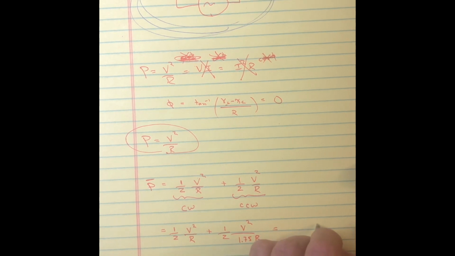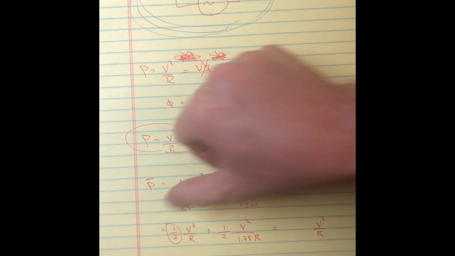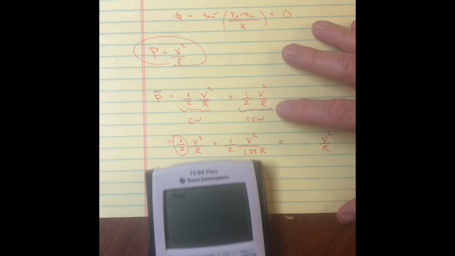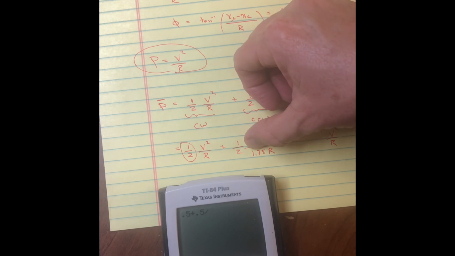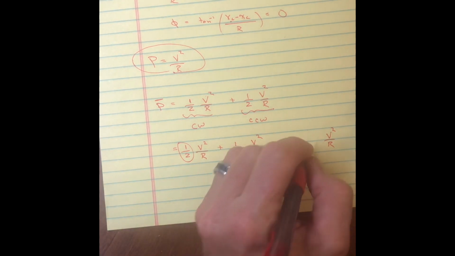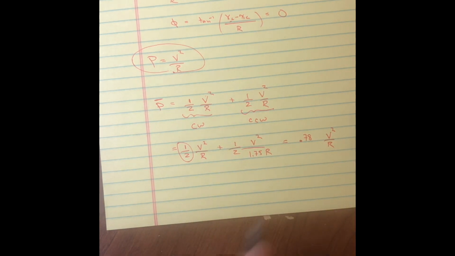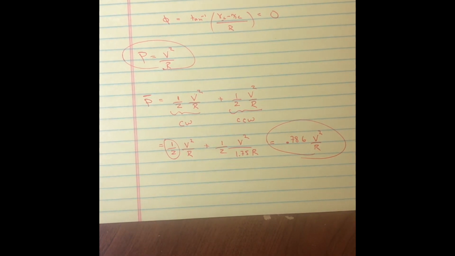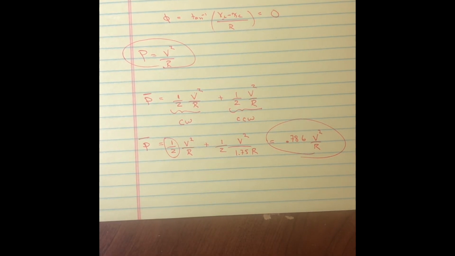And so simplifying this, I would have a V squared over R, and putting those together, I would have a 0.5 from the first term, and I would add to that a 0.5 from here, but then reduced by a 1.75. And so it only adds up to 0.786 V squared over R. And so that's the average power delivered to it.